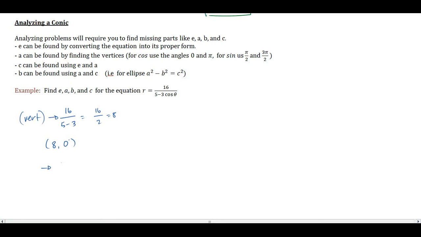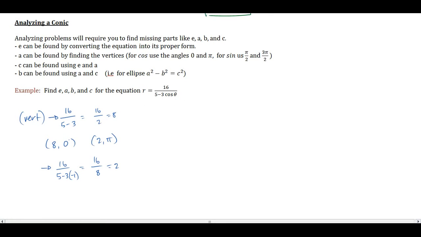So the other vertex would be 16 over 5 minus 3 times a -1, or what most of us would call 16 over 8, which is 2. So that means there's a vertex at 2 comma pi. So there's our two vertices. Now I can also get you the center from that. I can get you the eccentricity by fixing this equation up a little bit.